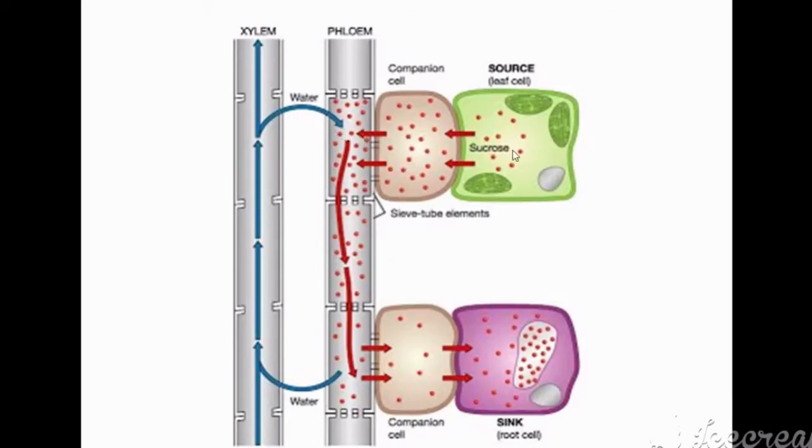The companion cell is attached to the leaf cell, where sucrose is moving to the companion cell. Simply, sucrose cannot move to the companion cell. For this process to occur, a lot of energy is utilized. So with lots of energy, the cell is able to move its sucrose into the companion cell. From the companion cell, it is moving to the elongated tube. You see, this is a sieve tube, the phloem tissue's sieve tube.